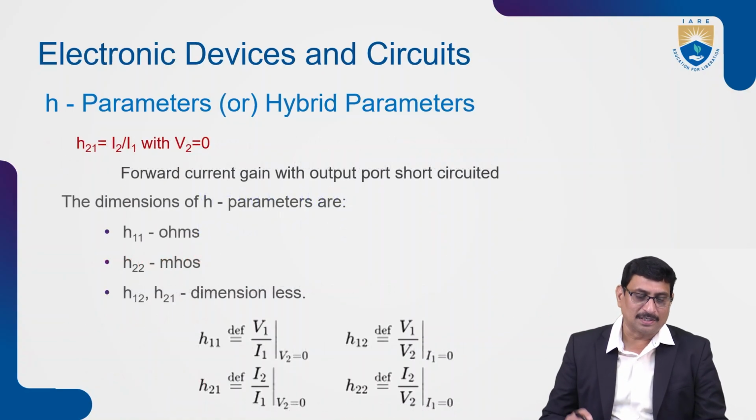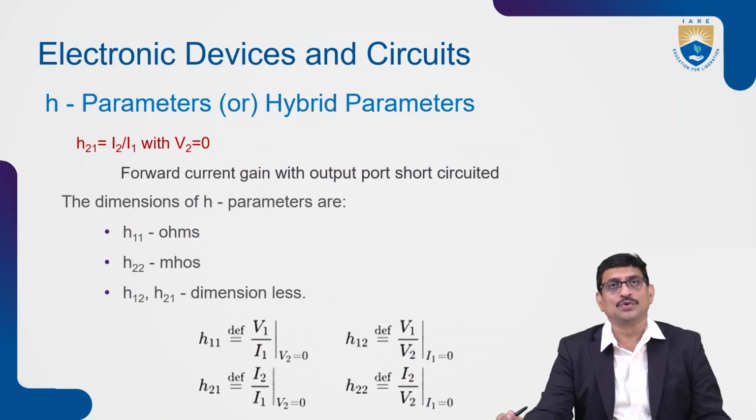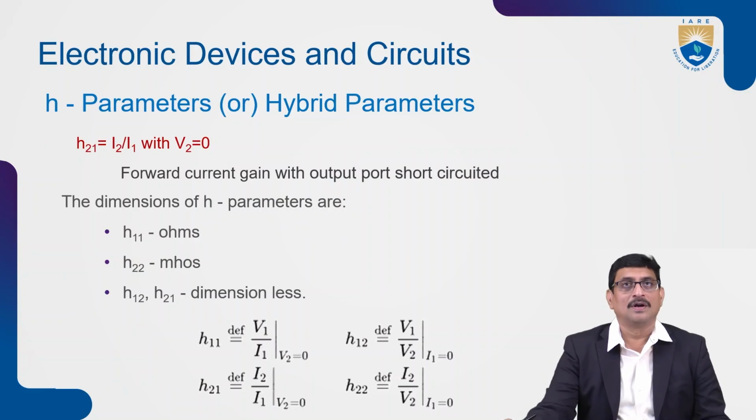And the last parameter, H21, is the ratio of output current to input current with output voltage equal to 0. Therefore it is a ratio of currents. It is called the output current by the input current. It is known as the forward current gain with output short circuited because the output voltage is 0.